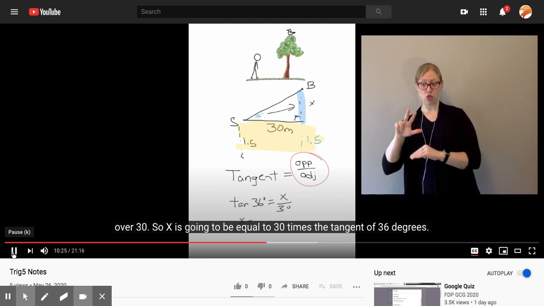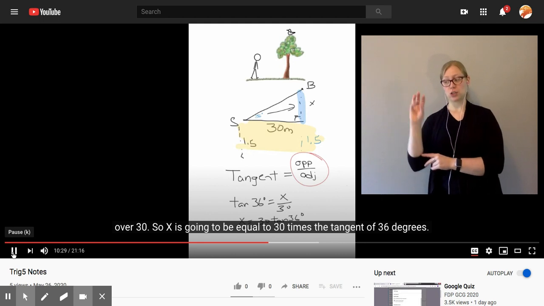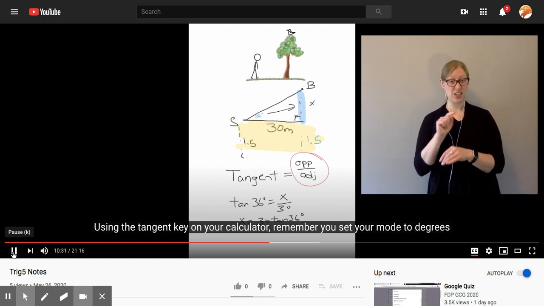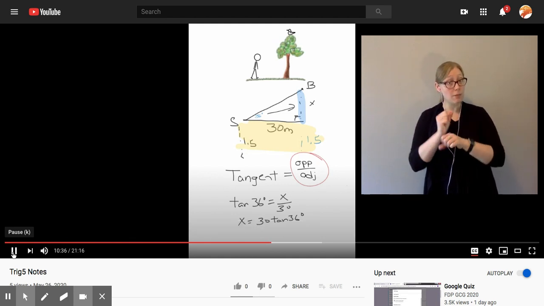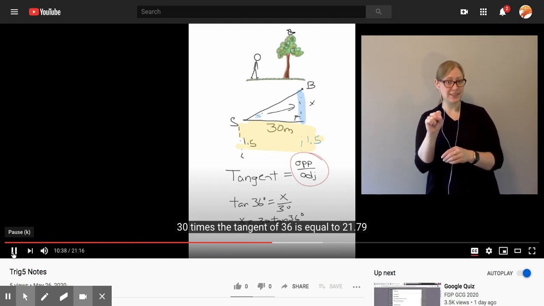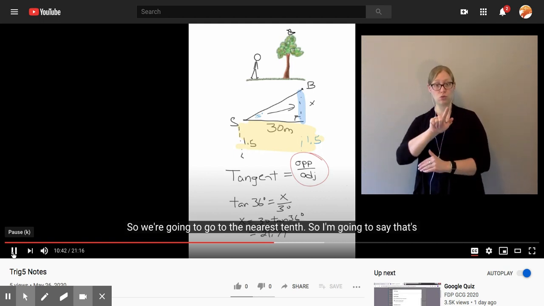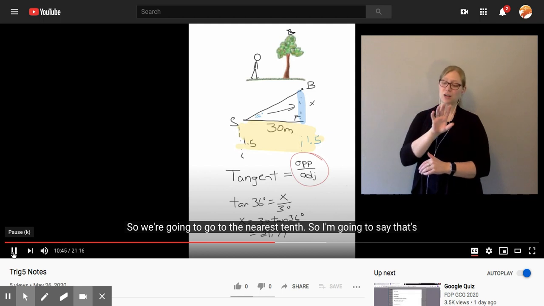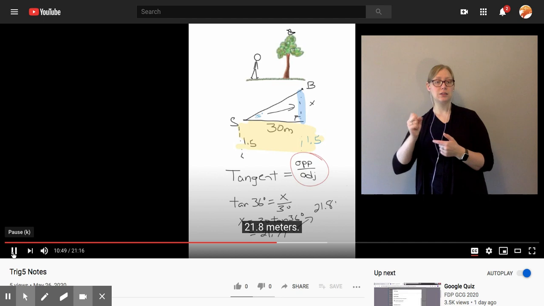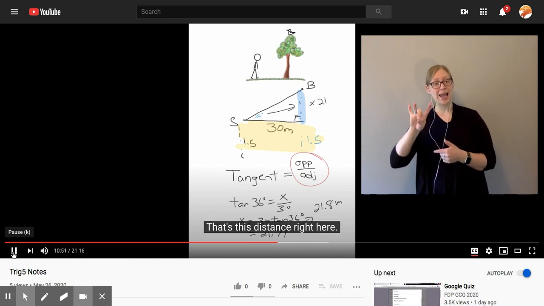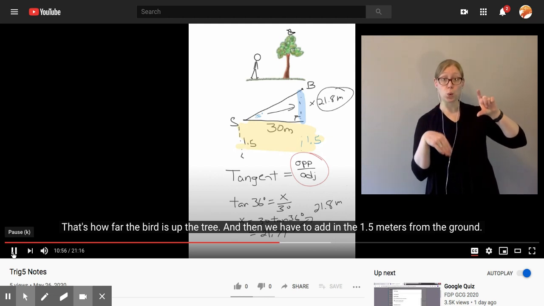So x is going to be equal to 30 times the tangent of 36 degrees. And using the tangent key on your calculator, remember you set your mode to degrees, 30 times the tangent of 36 is equal to 21.79. So we're going to go to the nearest tenth. So I'm going to say that's 21.8 meters. That's this distance right here. That's how far the bird is up the tree.